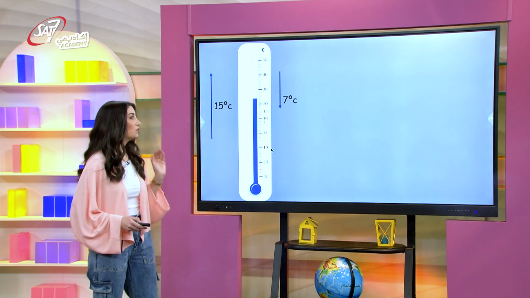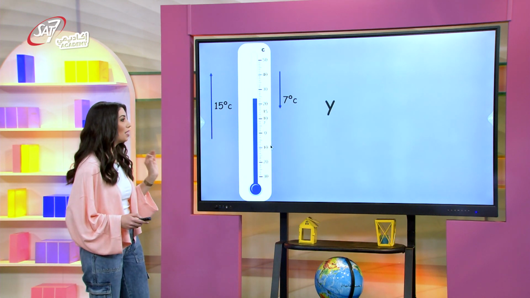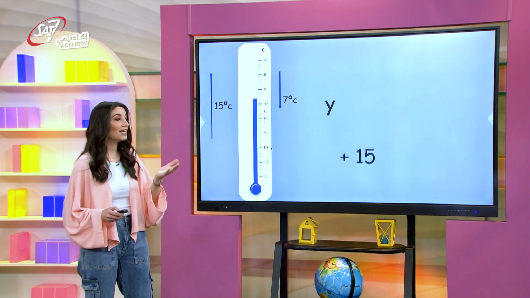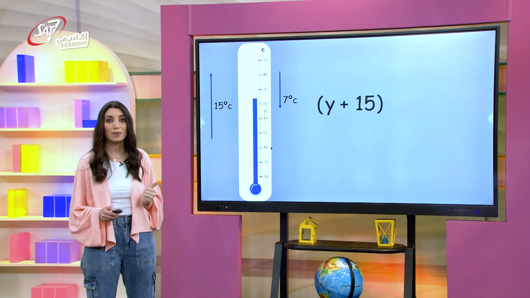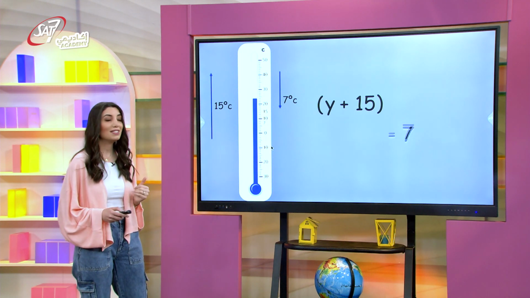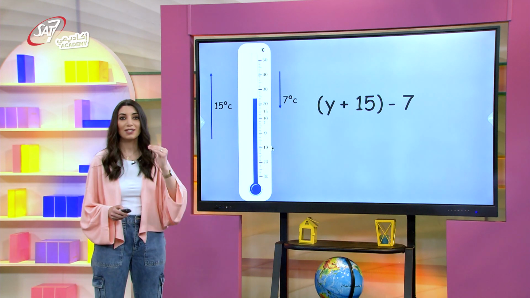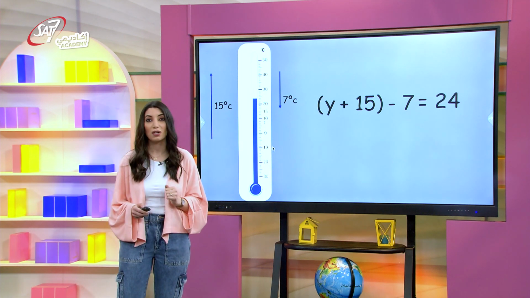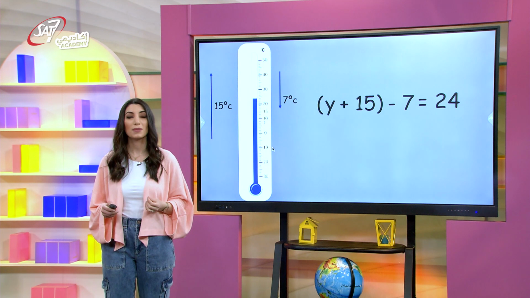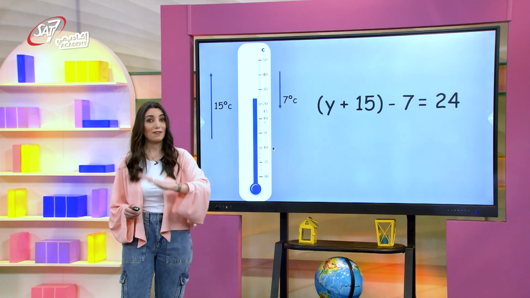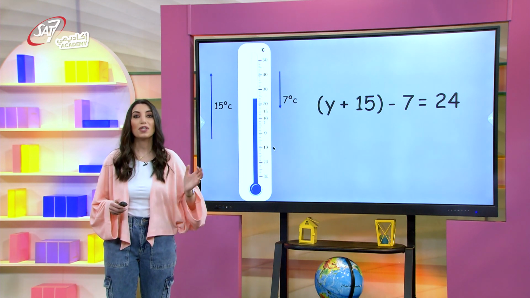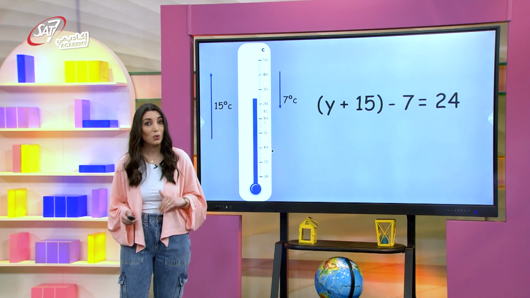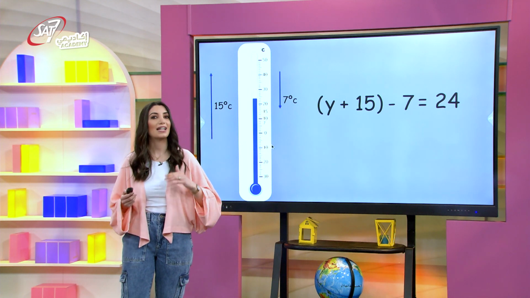Let's say that Y represents the temperature in the morning. The temperature rose 15 degrees by noon and then fell 7 degrees at night. We add, then subtract to become 24 degrees in the evening. What is Y? So by going backwards from the evening till the morning, we do the opposite. Instead of adding 15 and subtracting 7, we subtract 15 and add 7.